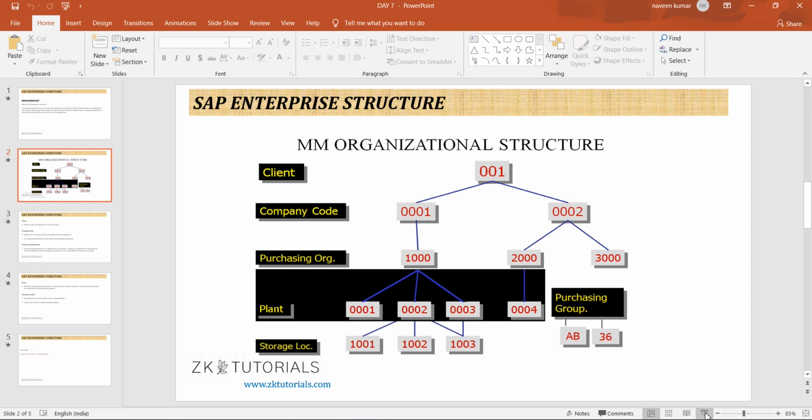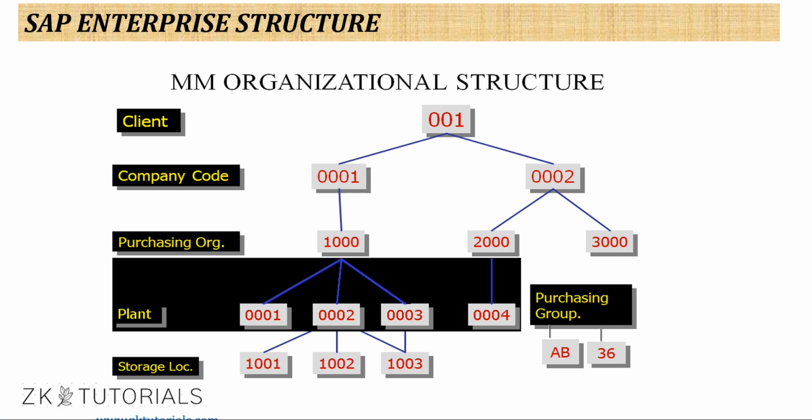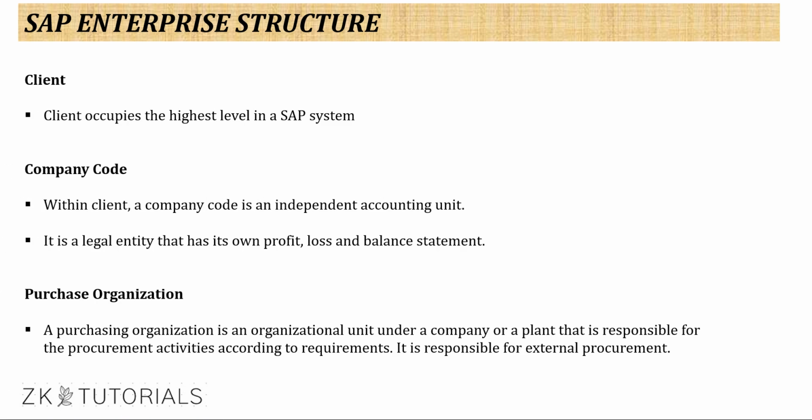Before getting into this, let me explain all these things. Here we have different setups, starting with the client. What does the client mean? The client is the top one. The client occupies the highest level in the SAP system.